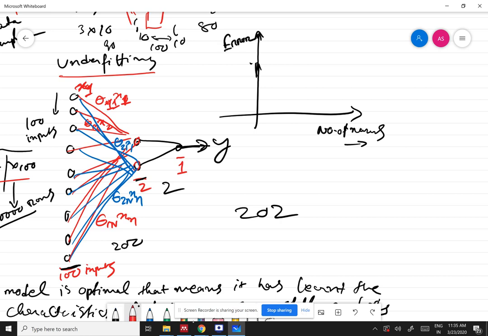So the error will be high both for training as well as test. Suppose this is training error, and suppose this is test error. If the number of neurons is very small, you will have high error both in terms of the training set as well as the test set. But if you go on increasing the number of neurons, the error in the training starts reducing, and it will keep reducing. Sorry, let's make this reverse, because typically the error on the test set is higher than that of the training set. So I'm putting this one here and this one here.